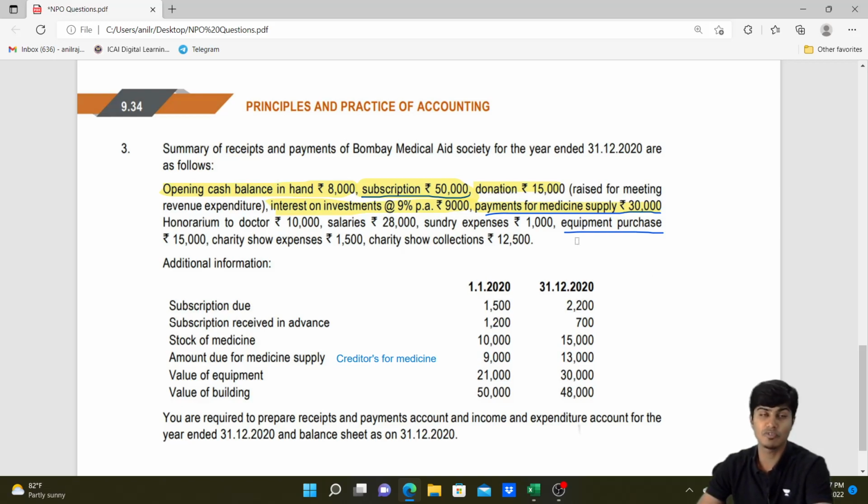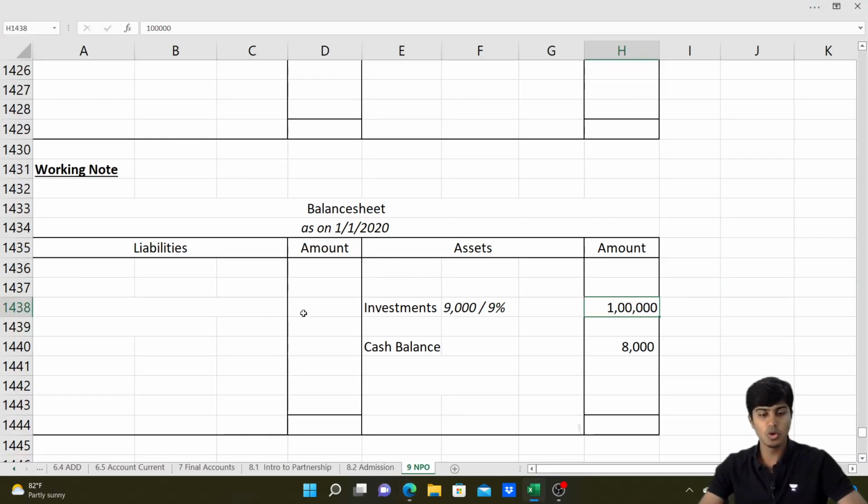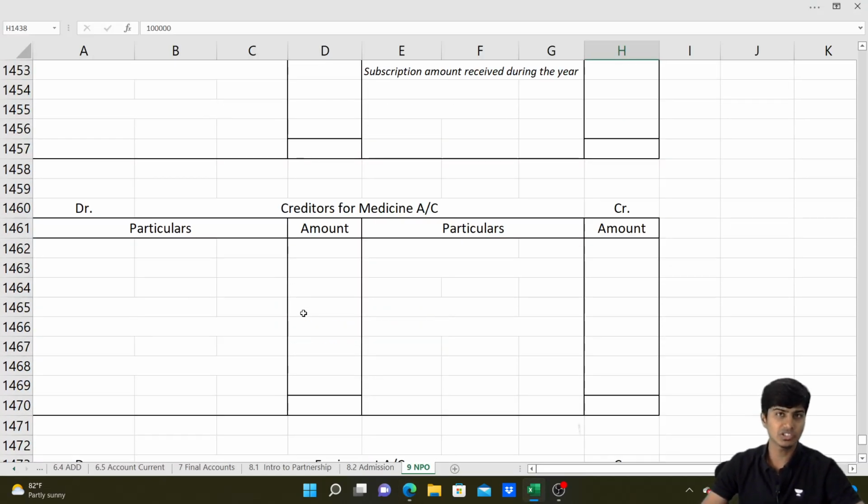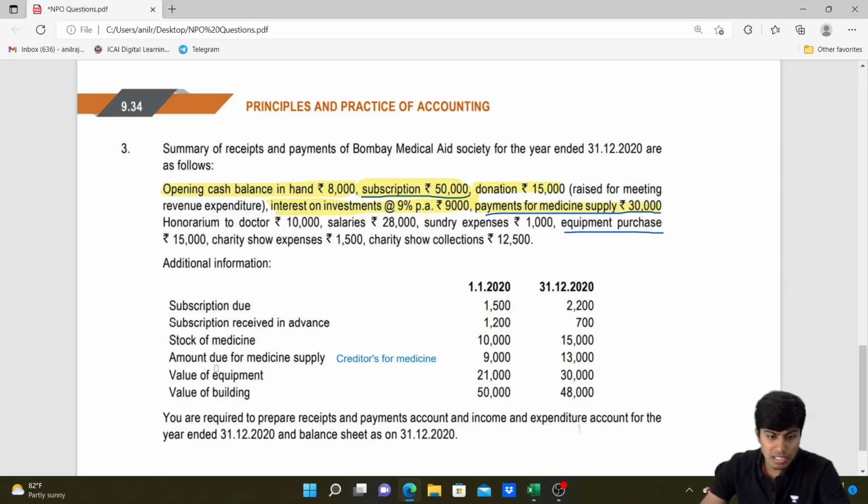30,000 is not purchase of medicine. 30,000 is payment to creditors. So we'll write this in our creditors account. So we'll open one ledger called creditors for medicine. Yes, there is opening and closing balance, but we have not come till here yet. We're still in this line of the question. When I come here, I will write the opening and closing balance. For now, I will only write the payment.